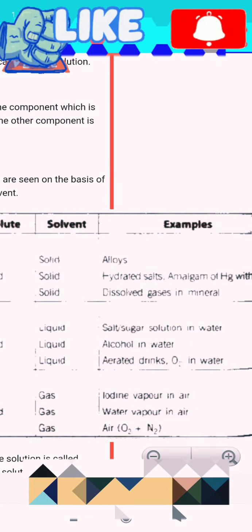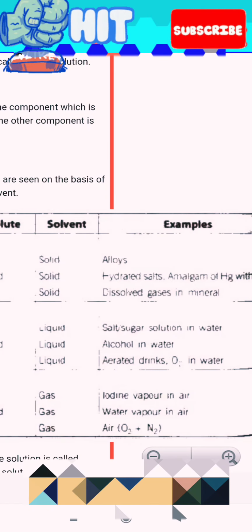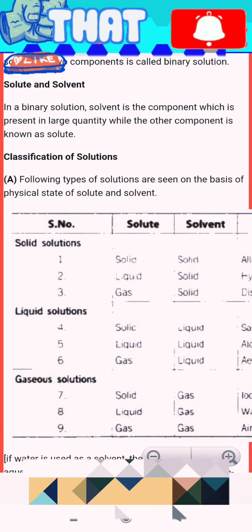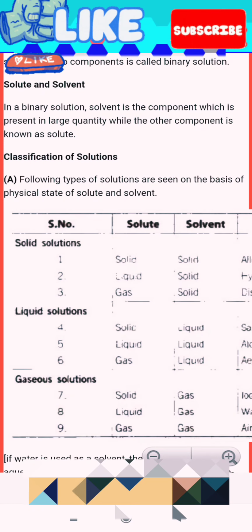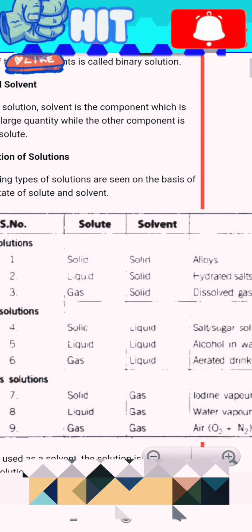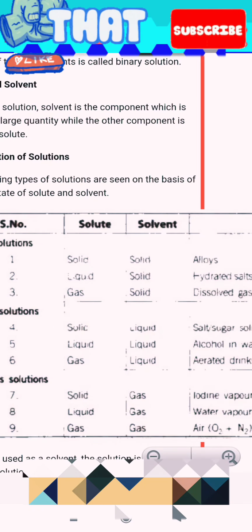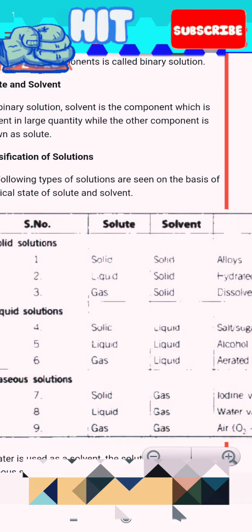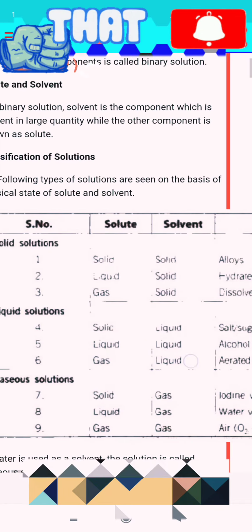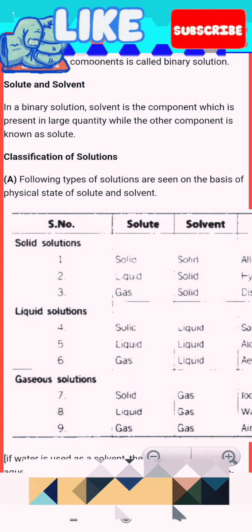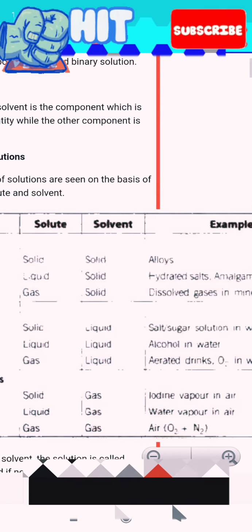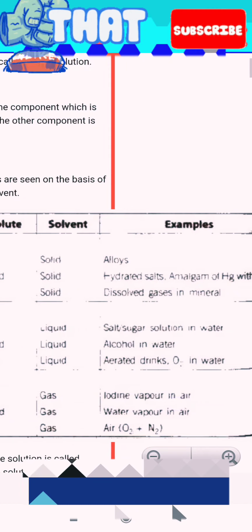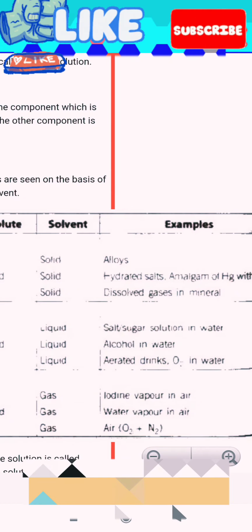Second type of solution is the liquid solutions, where solute is the solid while solvent is liquid, and the examples are salt, sugar solution in water. Second is the liquid is the solute and liquid is the solvent. Both are liquid in state, and alcohol in water is completely dissolved and this solution is called liquid solution. Gas is solute and liquid will be solvent: aerated drinks, O2 in water, etc.